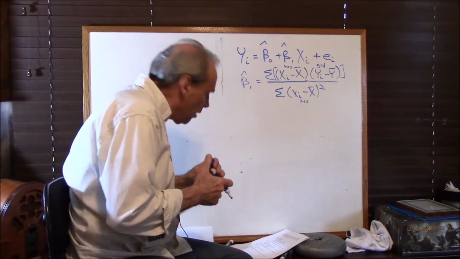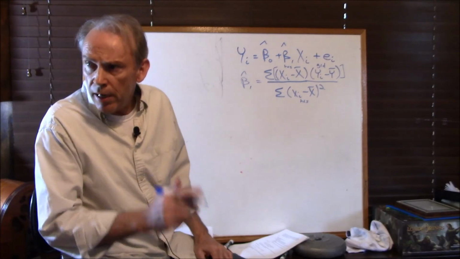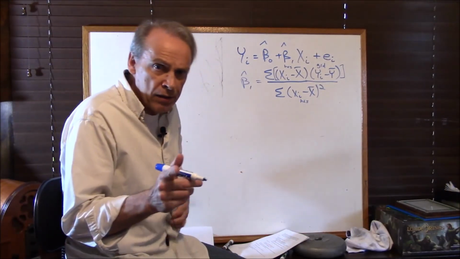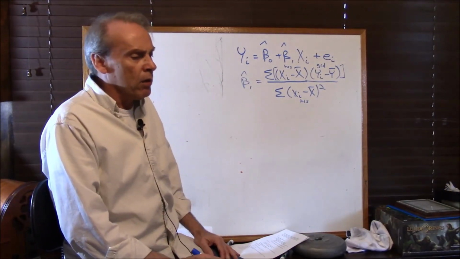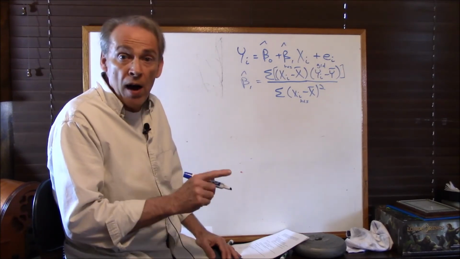Beta hat sub 0, remember I told you that with this technique, the regression line passes right through the average for y and x. I'm up to 26 minutes, so I think I'll stop at the end of this.